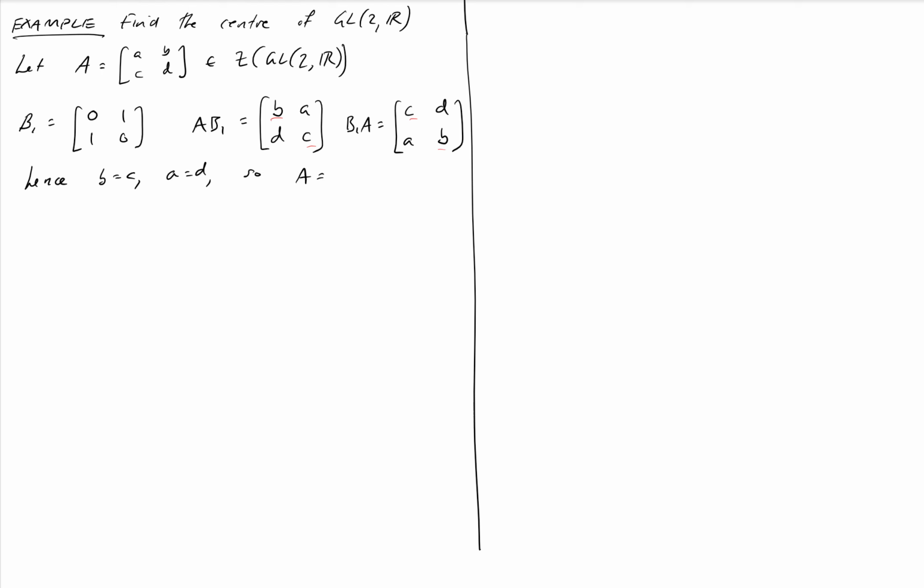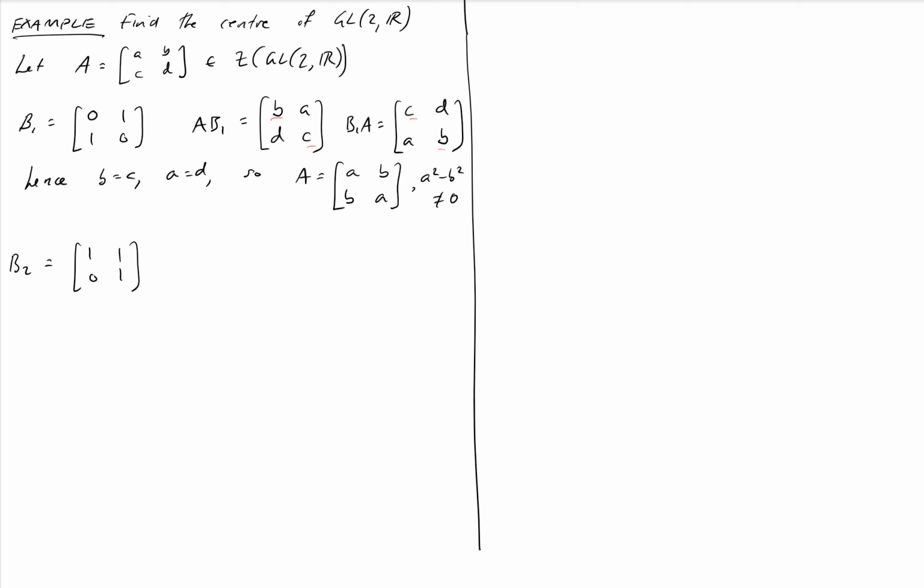So A must be of the form A, B, B, A. And we know it's invertible, so we also have the determinant A squared minus B squared is not equal to 0. Is that enough? Well, I don't know. Let's try another one. Let's try B2 equals 1, 1, 0, 1.